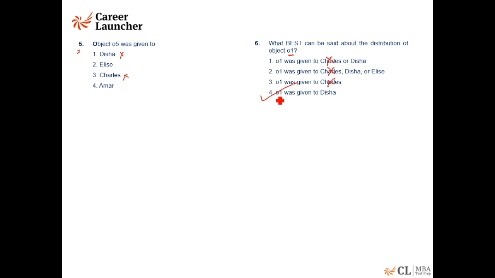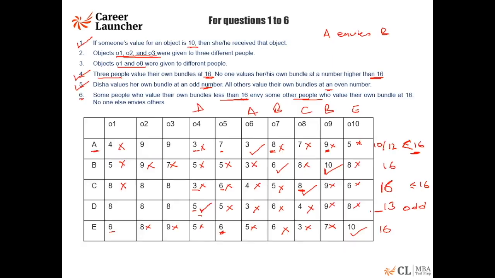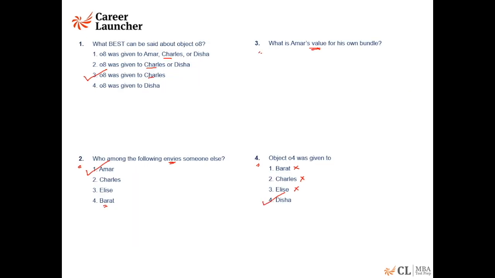Again, if you look at the question and the choices, we have been able to get the answer without solving the question. O1 cannot go to Charles, hence O1 goes to Disha. If O1 goes to Disha, that means O1 cannot go to E. That means E will get O5, and this is also not possible. So E will get O5. There is a question on O5.